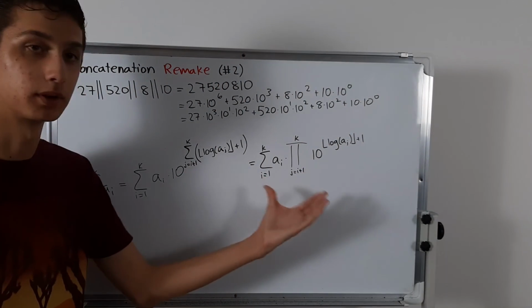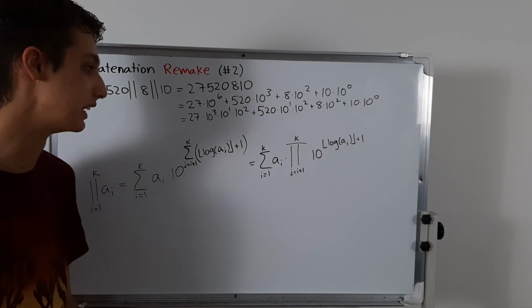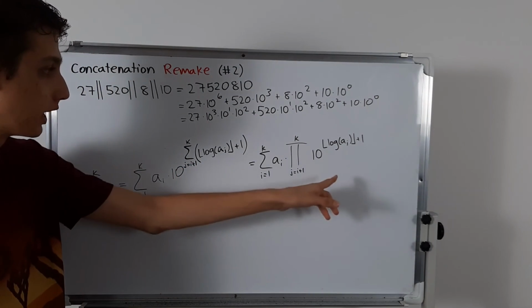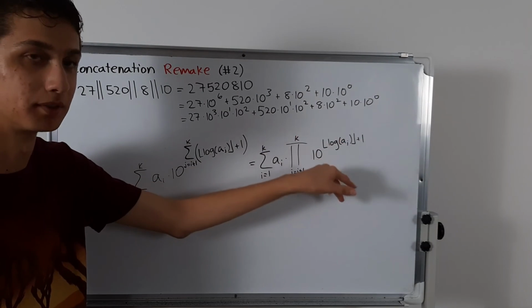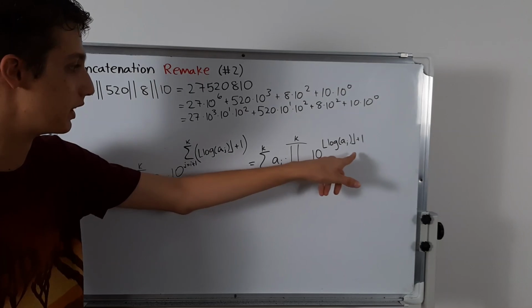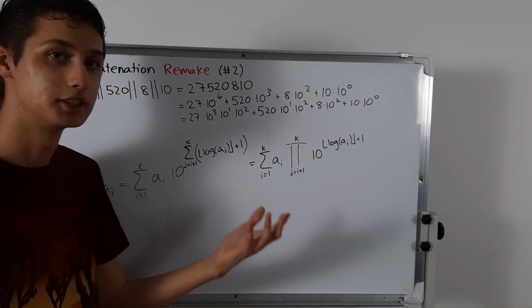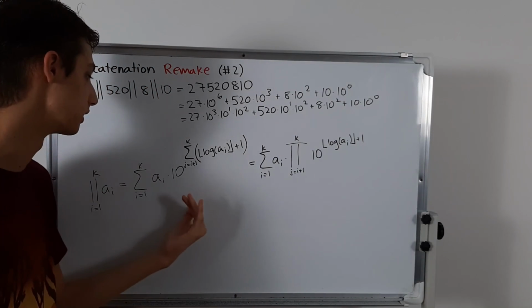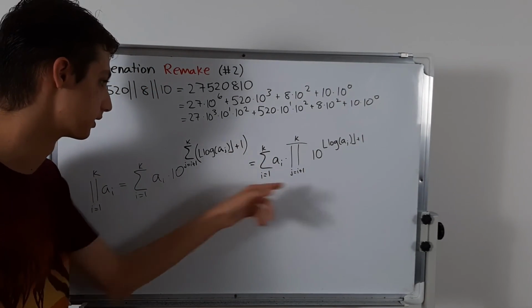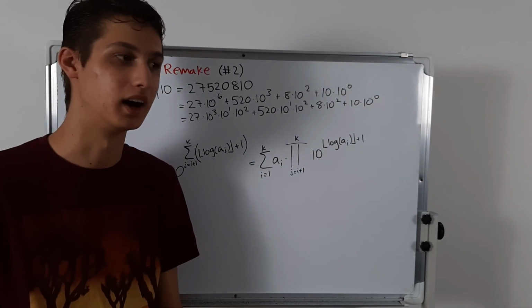I personally prefer this because we don't have this sum in the exponent. I think it's a lot cleaner. So we have the 10 to the number of digits, and then we're multiplying each of these, and we get that. So I generalized this formula in two different ways. They're equivalent because, I mean, this is just that. It's easy to see if you manipulate it a little bit.